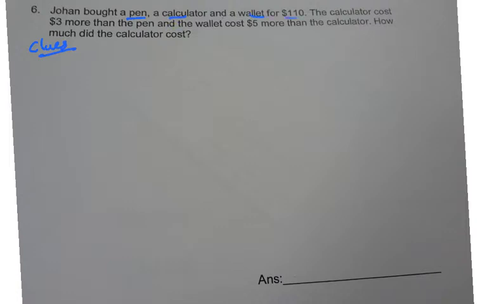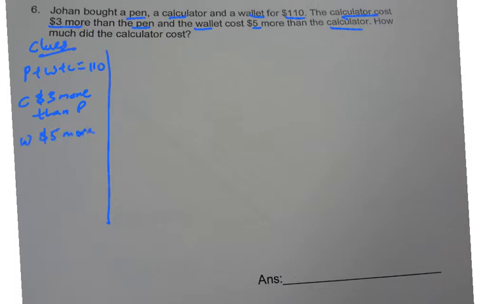Pen, calculator, wallet, 110. So pen plus wallet plus calculator equals 110. Calculator costs $3 more than pen. Calculator, 3, plus pen. And wallet, 5 more than calculator. Wallet, 5 more than calculator. So what do they want, and then we can go to the concept.